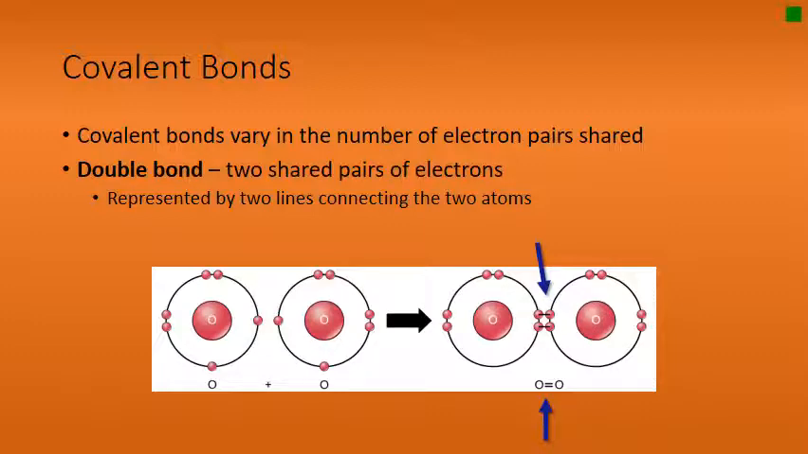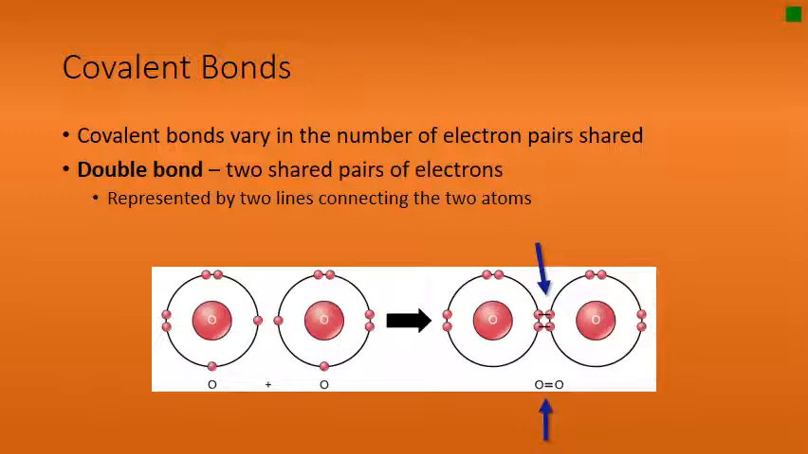Elements do not have to share just one pair of valence electrons. If, in trying to fill the valence shell, two or more pairs need to be shared, nature allows it to happen. If two atoms are sharing two pairs of valence electrons, it's called a double bond, and it is stronger and shorter than a single bond.